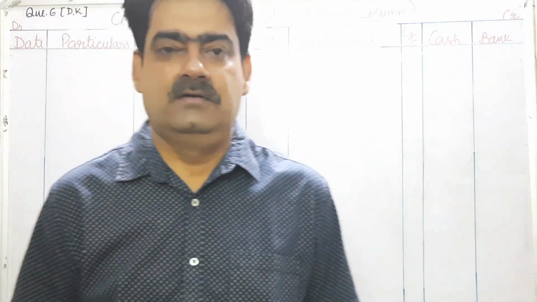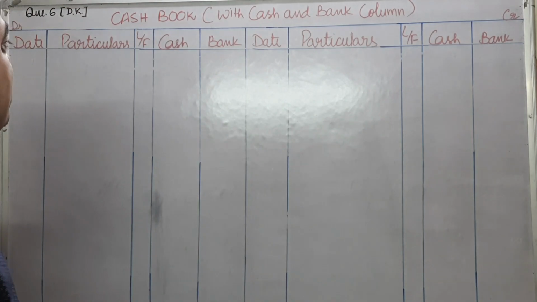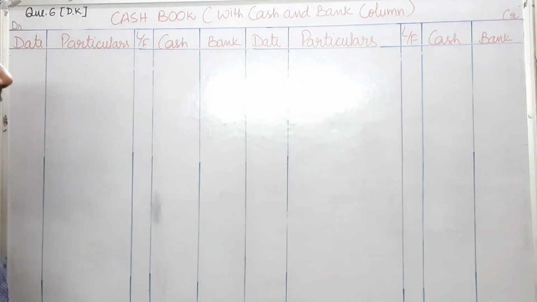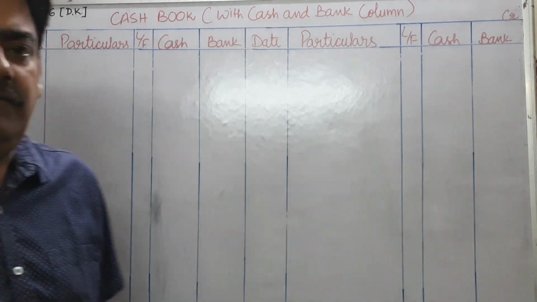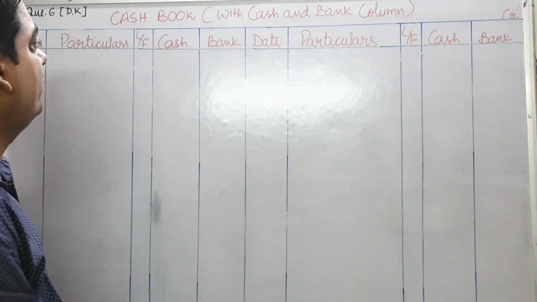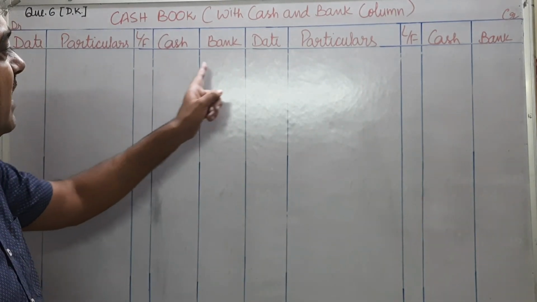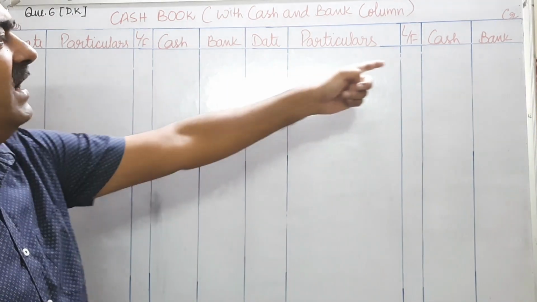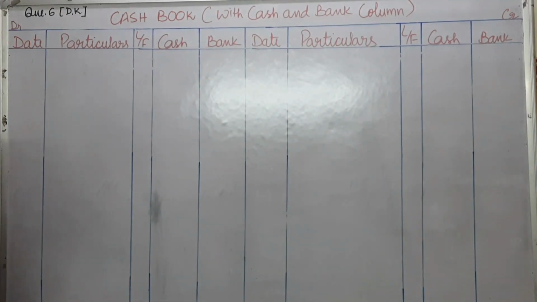Good morning, students. Today in accountancy class we will learn the double column cash book, that is, cash and bank column. So we will solve question number 6 of DK Goel. In a cash book with cash and bank column, we have to prepare two columns of amount, that is cash as well as bank, in the debit side as well as in the credit side. Okay, so we are going to start with question number 6.